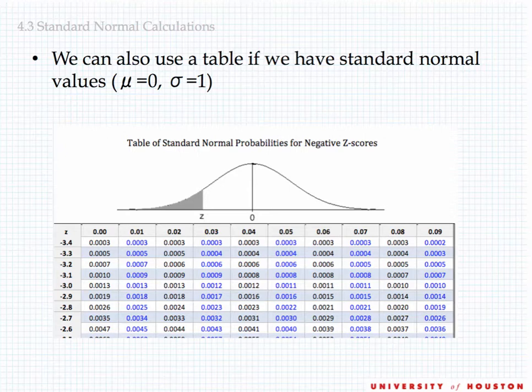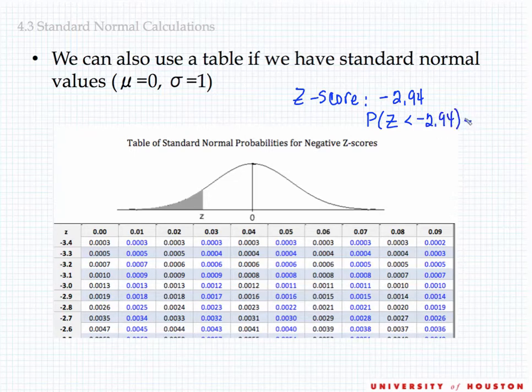If we have standardized values, z-scores, we could use the table for z-scores to get our probability. For example, if we had a z-score of negative 2.94, I could get the probability that z is less than this from the table. I look down here for negative 2.9 and I go across to 0.04 and I see that the probability is 0.0016.